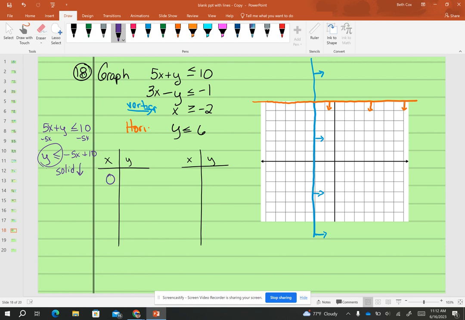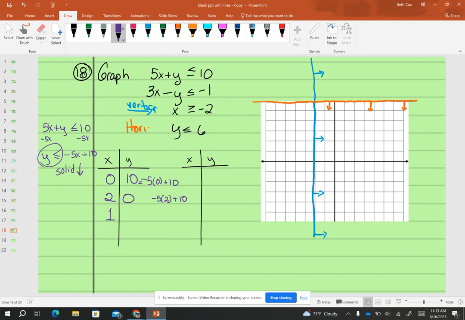So let's plug in 0 and 2. Those are just the typical ones I like. I might have to plug in something different depending on the numbers I get. If I plug in 0 for x, I get 10. That is off of my graph, so I may not use that one. If I plug in 2 for x, I get 0. That's good. Let's do another one. Let's plug in 1.